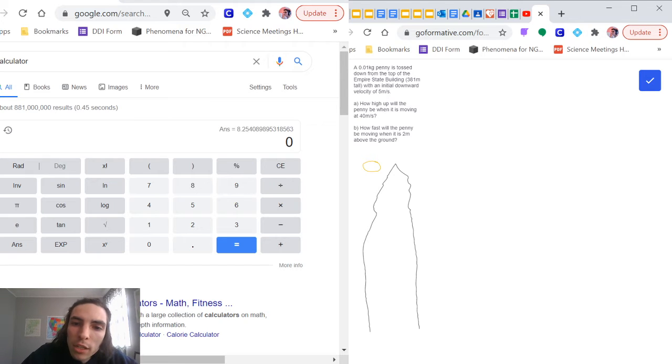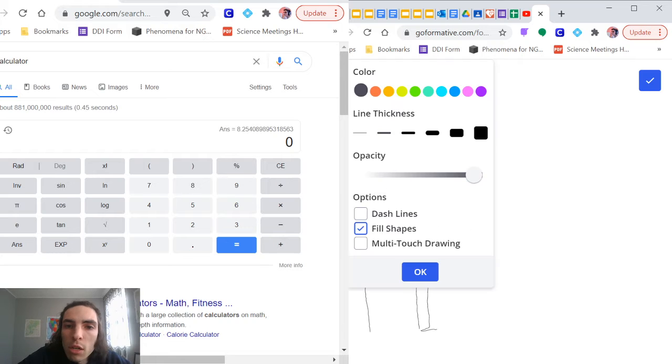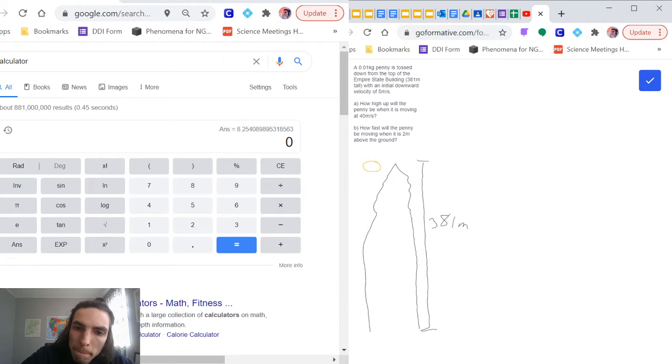But what does matter is that we know this initial height of the penny is 381 meters. And it matters that we know this penny's mass as well. So I'm going to put 0.01 kilograms in there.